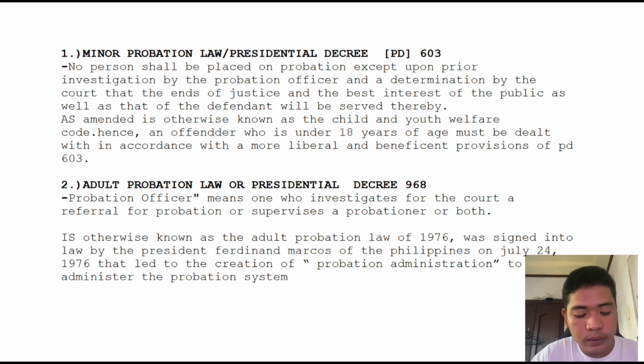Ang Adult Probation Law of Presidential Decree 968. Ito po yung kilala bilang Adult Probation Law of 1976. Ito nilagdaan bilang batas ng Pangulong Ferdinand Marcos ng Pilipinas noong 1976 na humantong sa paglikha ng probation administration upang pangasiwaan ang probation system.